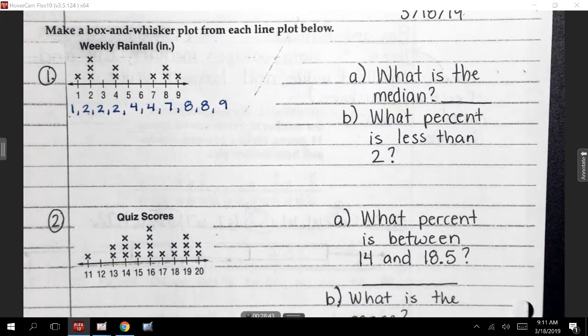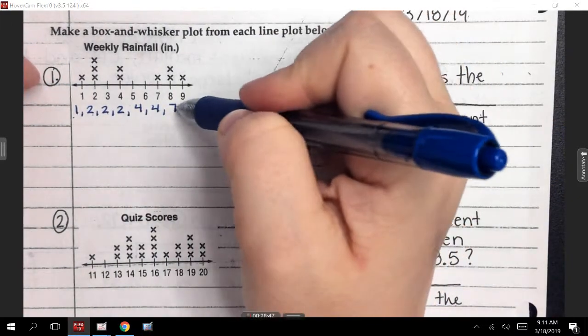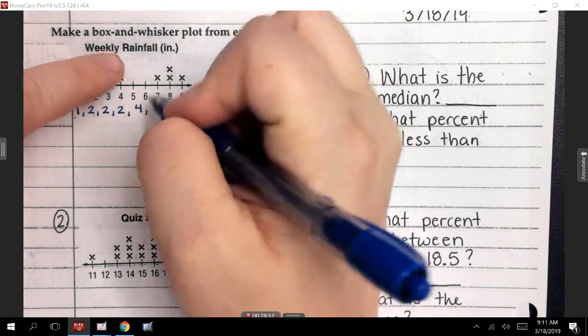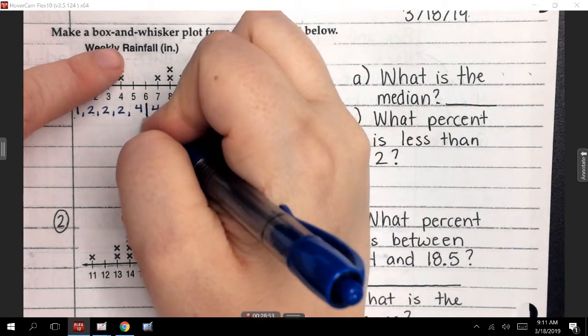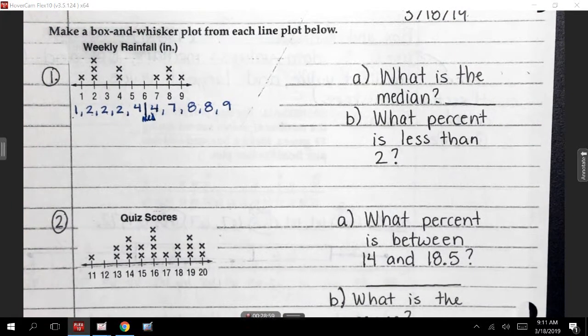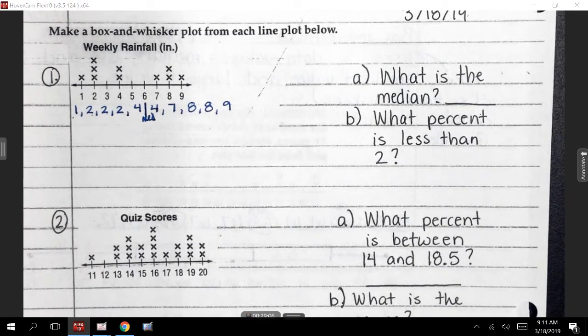So how many should be on both sides of the median? 5. So 1, 2, 3, 4, 5 puts me at 4. 1, 2, 3, 4, 5 puts me at 4. So I should be in the middle of those. Are y'all okay with how I'm doing that? A little bit easier than trying to keep up on the sides.